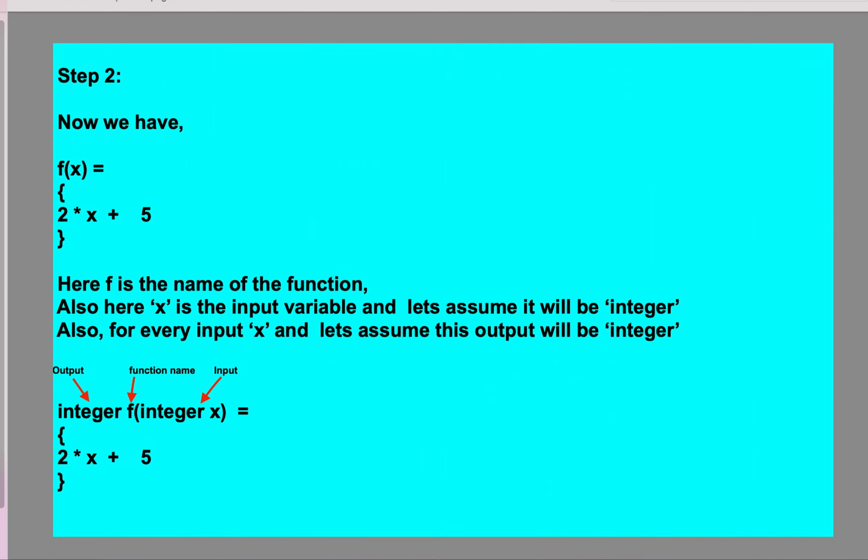So step 2. Now we have this one. Here x is the input variable and let's assume it will be an integer. Also, f is the name of the function, and for every input x let's assume the output will be an integer, for this special case. So as like this: output, function name, integer. Just simply identify what all the things are, that's only.